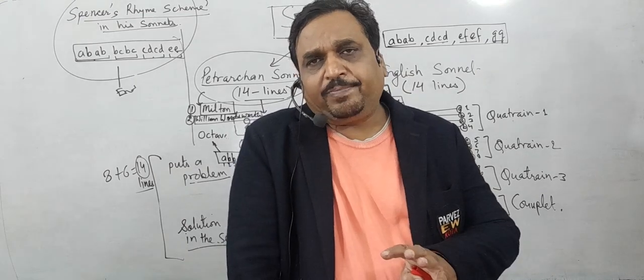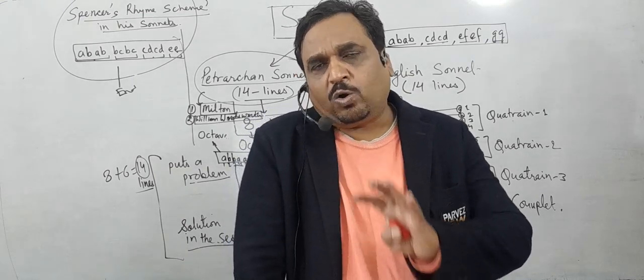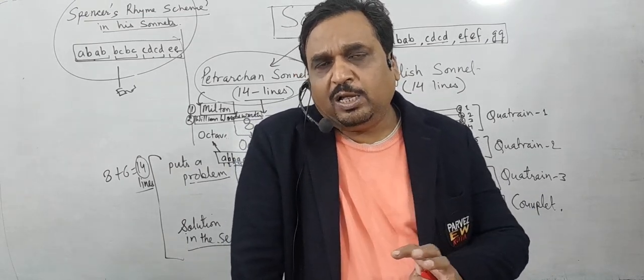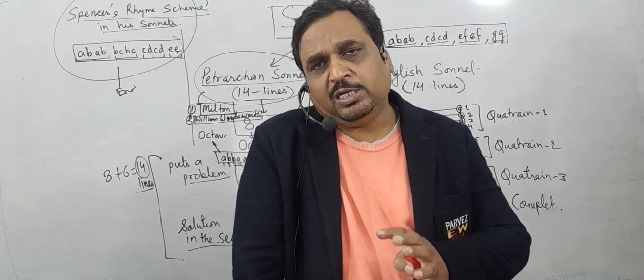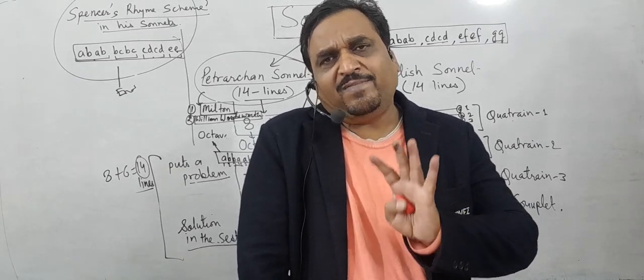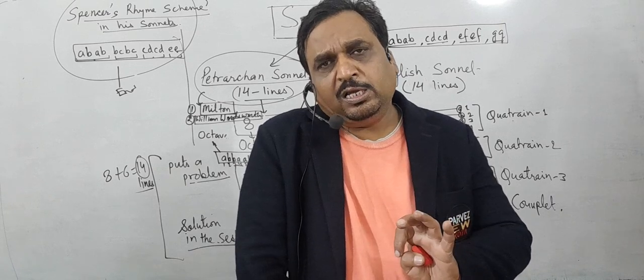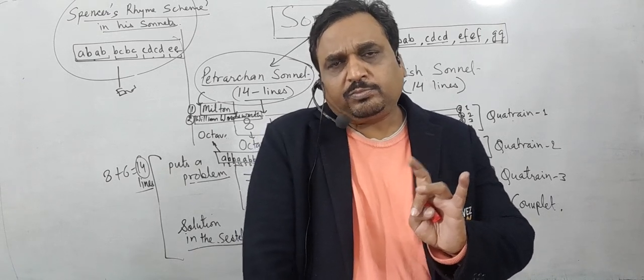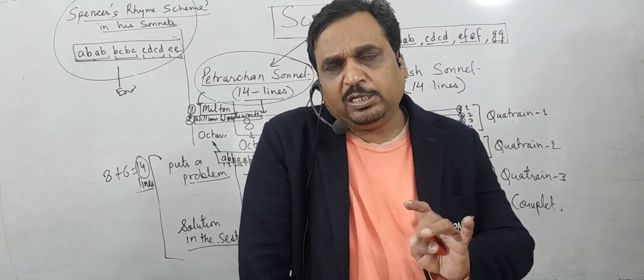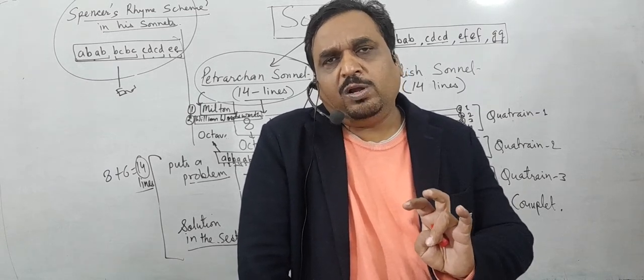So Dante Gabriel Rossetti wrote so many sonnets on the pattern of Petrarchan sonnets. On the pattern of Petrarchan sonnets, we have three important poets: Dante Gabriel Rossetti, number 2 we may have Wordsworth, and number 3 we may have Milton.